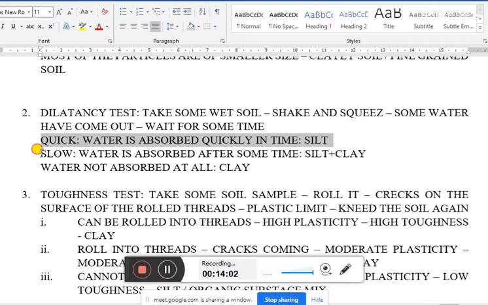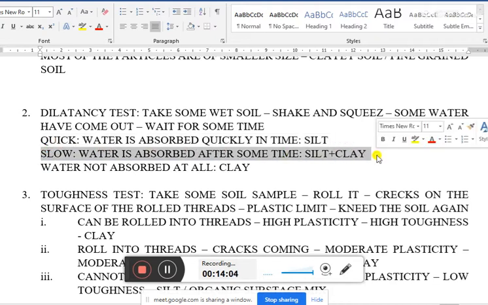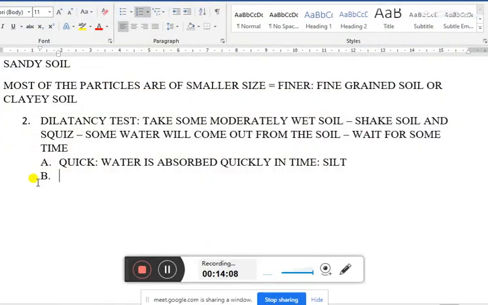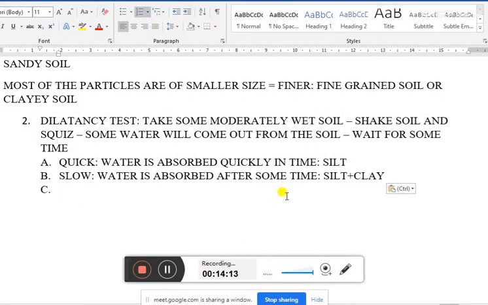Now if the operation is slow, that is maybe the water is absorbed after some time, that the absorption of the water is taking some time, then the operation may be called slow operation of absorbing that water, and that type of soil may be classified as silt plus clay, that means clay silt or silty clay.